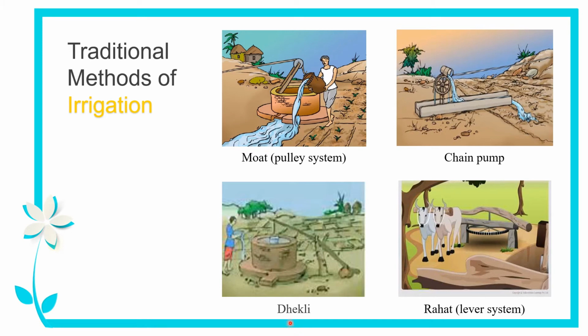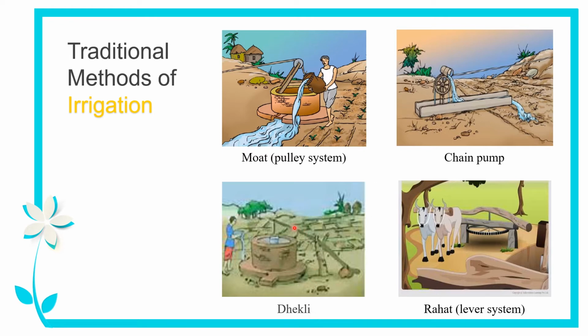And now coming to Dhenkli system. Dhenkli is an arrangement to lift water from shallow wells by using the principle of a simple lever. And this word Dhenkli means lever beam of well. The Dhenkli is a long wooden beam which is supported over a forked vertical support.